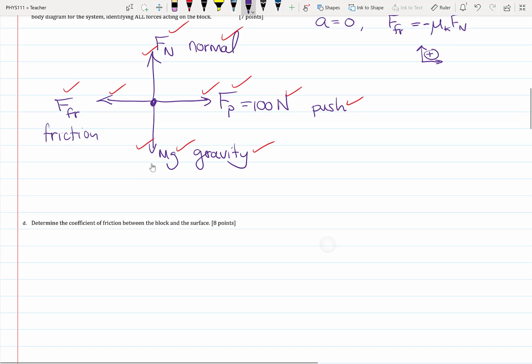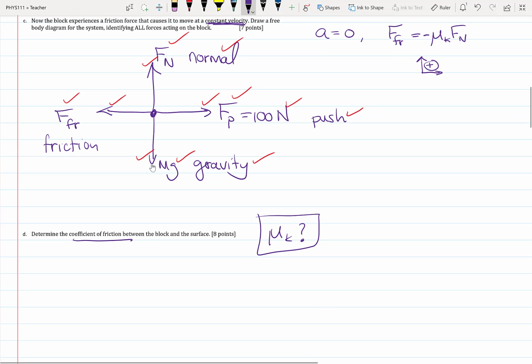Now, this is the picture that we have. The question says in D, find the coefficient of friction. So we're trying to find the coefficient of kinetic friction between the block and the surface. How can we do that? Well, let's again take what we have. I've got my coordinate system over here. I've got some of my frictional forces and other things. So I'm good to go. I'm going to look at all the forces in the x and then in the y direction.